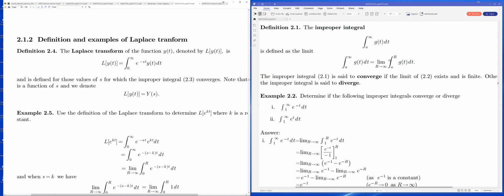And then once you work this out, what you will get is a function of r, right? And once you work out that function of r, you're going to take the limit of that function of r as r goes to infinity, right? Okay, so that's the approach.